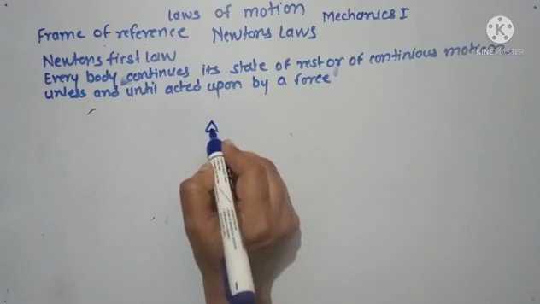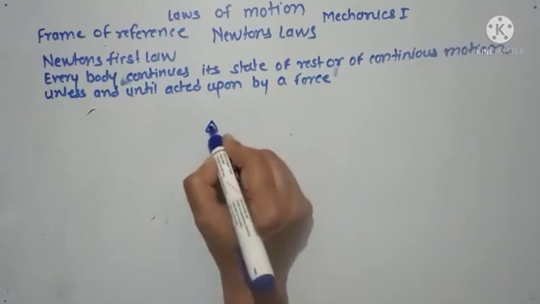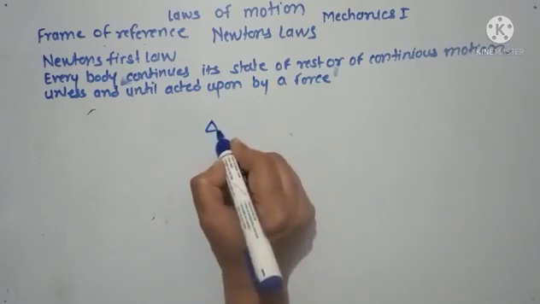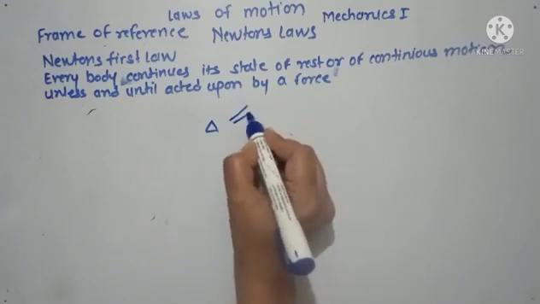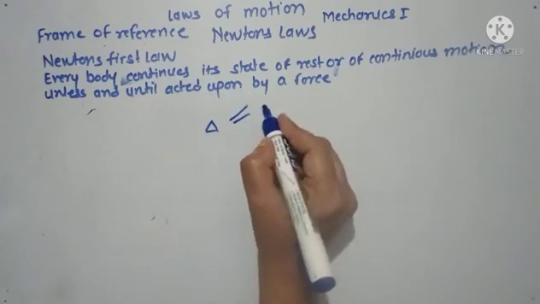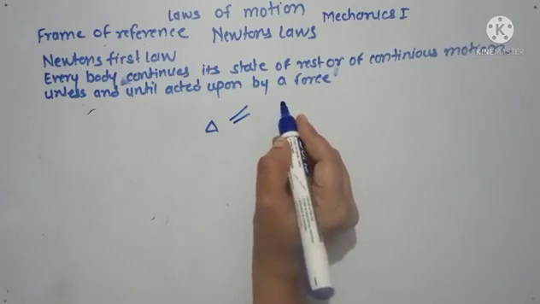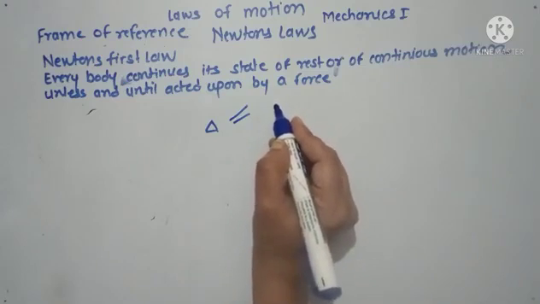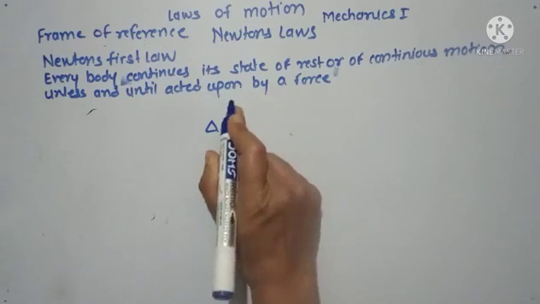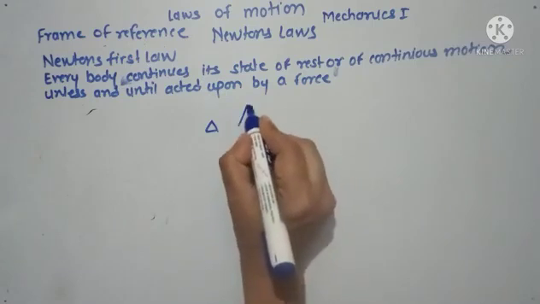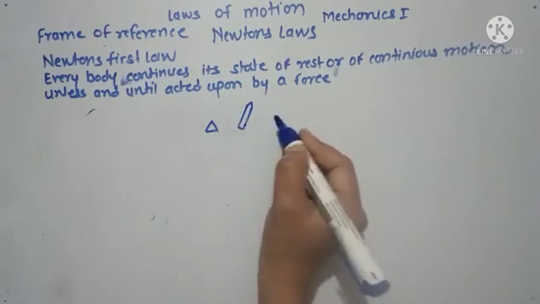if it is sitting over here, it will continue its state of rest for years and years unless and until it is acted upon by a force. Now this is very common sense. We have experienced it, whether there is a pen lying on the ground, or a paper lying on the ground, it will continue its state of rest or of continuous motion unless and until it is acted upon by a force. Suppose there is a pen or pencil lying on the ground, it will not move unless and until you pick it up.